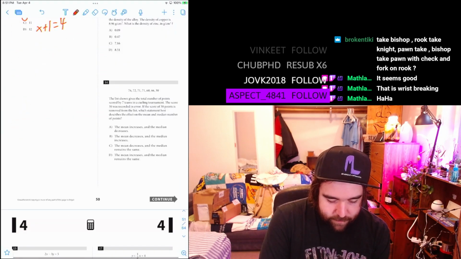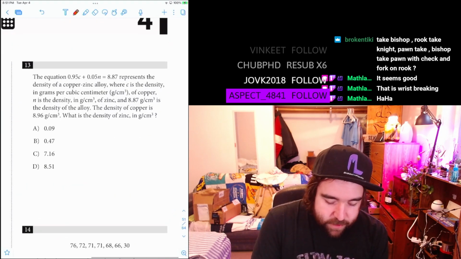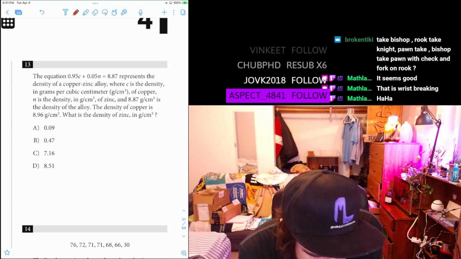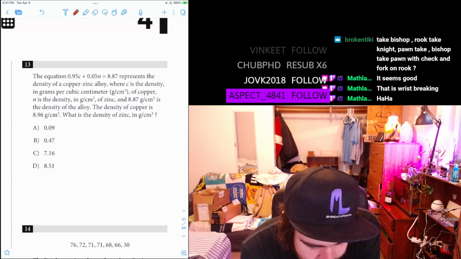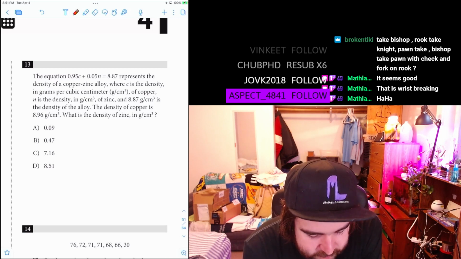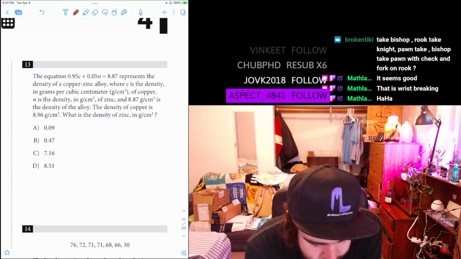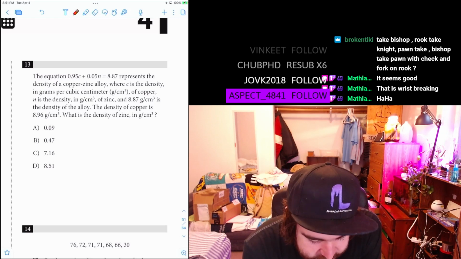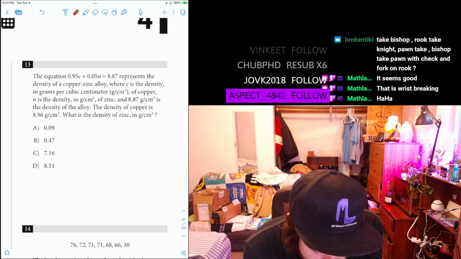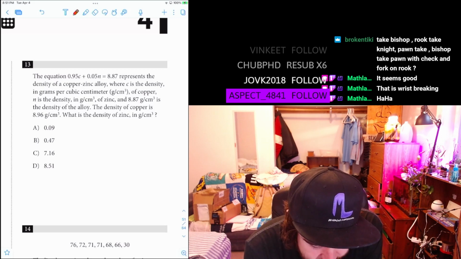All right, was there no question down here? Weird. The equation that represents that, the density of copper is that. What's the density of zinc? Okay, so let's actually read the question then. The equation that represents the density of a copper zinc alloy, where C is the density of copper. Oh, got it. C is the density of copper, N is the density of zinc, and then 8.87 is the density of the alloy. Got it.